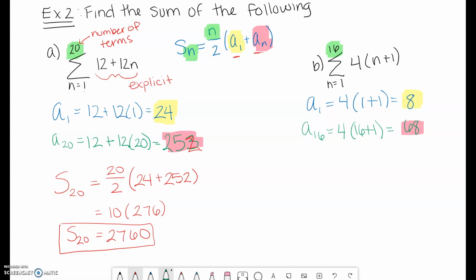Okay, and then go ahead and plug in. So we're now finding the sum of 16 terms. And then we have 16 terms divided by 2. And then our first term, which was 8, plus our last term. And then go ahead and do that. So now we have 8 times 76. So our sum of the 16 terms is 608.